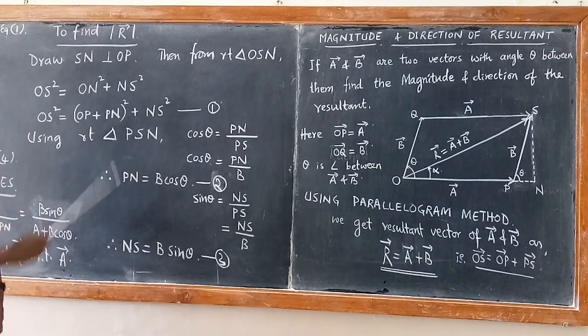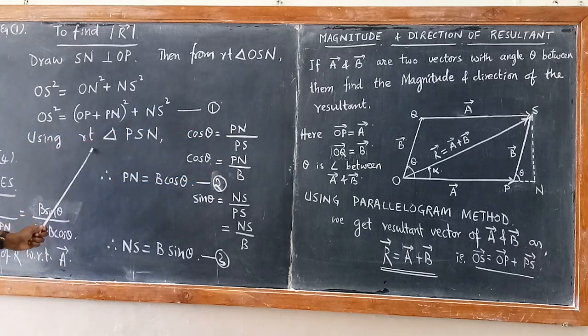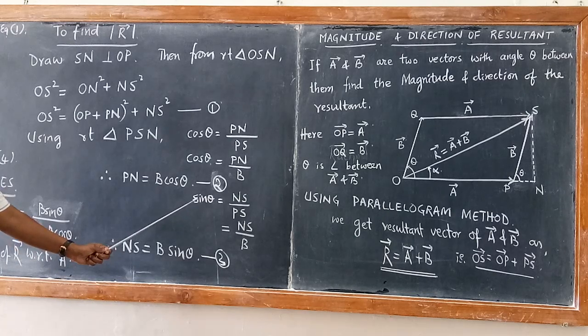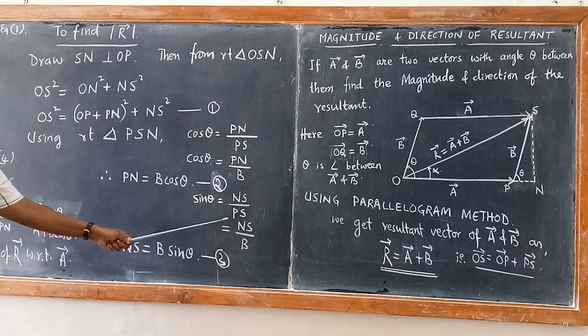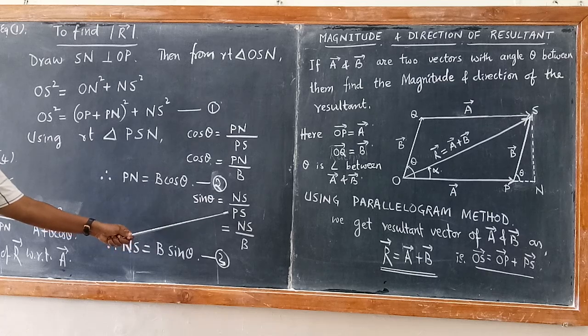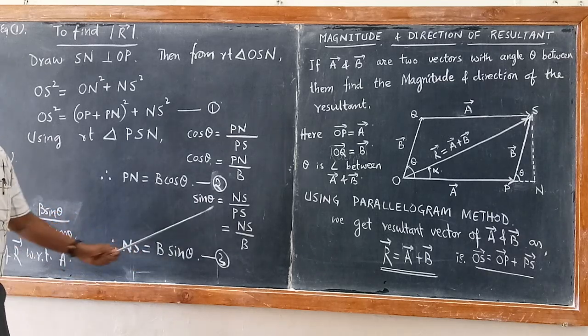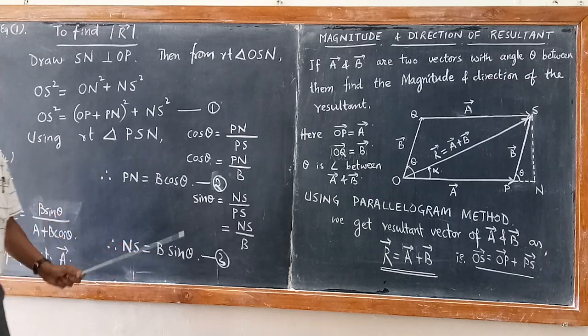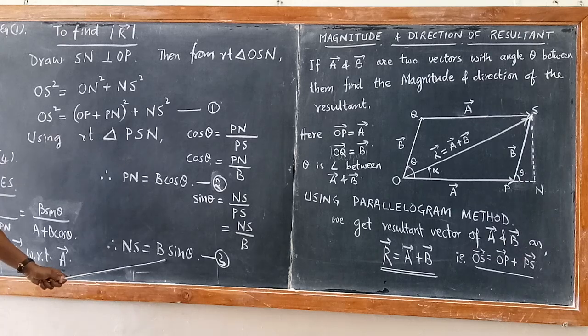Now, next question: what is NS? So, again refer to the same right angle triangle PSN. Now you take sine of angle theta. Sine theta is equal to opposite NS by the hypotenuse PS. Hypotenuse PS is B. Therefore, sine theta is NS by B. We want to find out NS. Therefore, NS is equal to B sine theta.